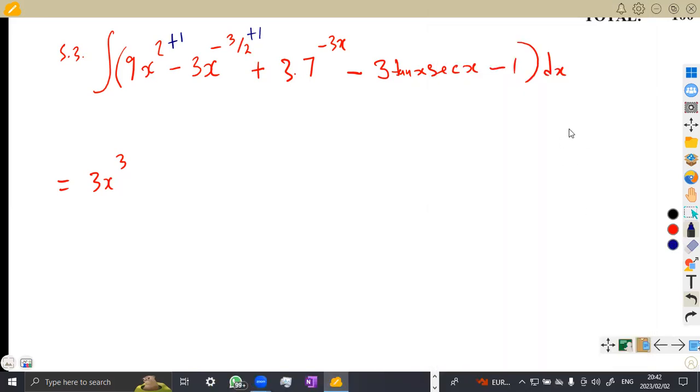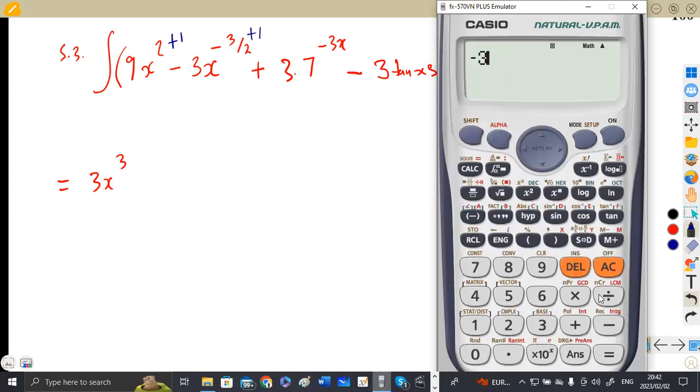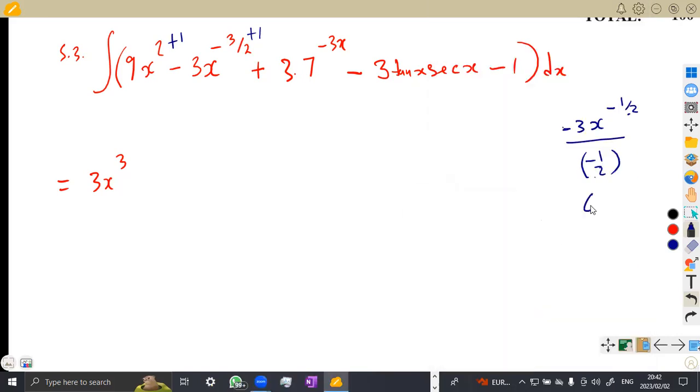It was supposed to be negative 3x to the exponent of a negative half that we got. Then we divide by the new exponent, which is a negative half. As we can see, these two are dividing each other here. So it's negative 3 divided by a negative half, which is a positive 6. Or you can even use your calculator: negative 3 divided by negative 1 over 2 is positive 6. So this is going to give us 6x to the exponent of a negative half.